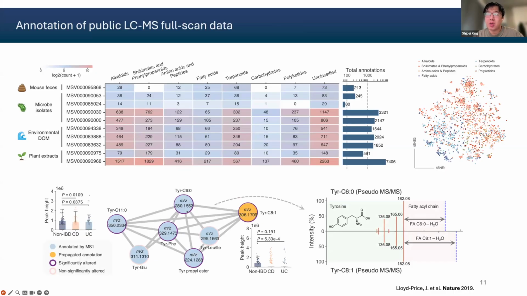Whereas common molecular networks are constructed based on MS2 data, here we use pseudo-MS2 data to construct such a molecular network, where you can see all the tyrosine related molecules. They are well clustered in the same group, and MS2 mirror plots allow us to annotate new isolipids using existing ones.